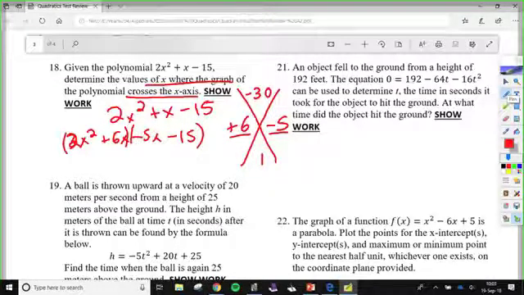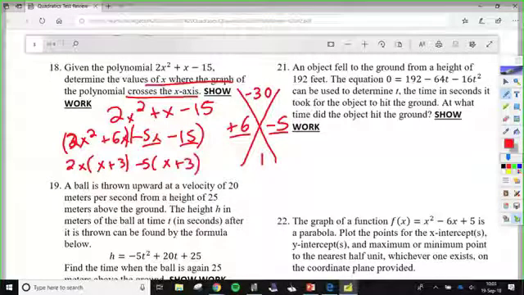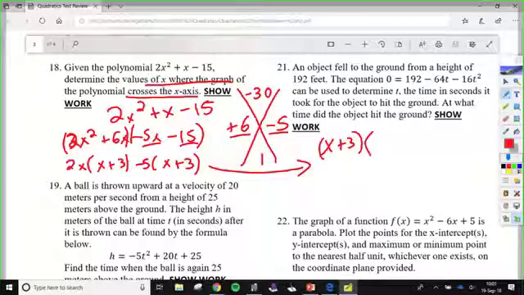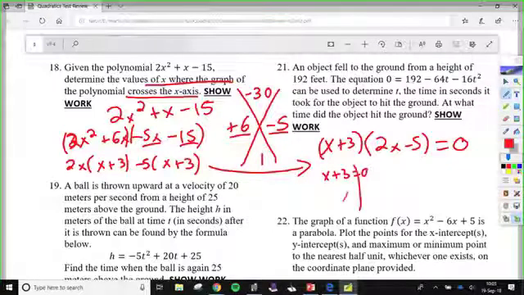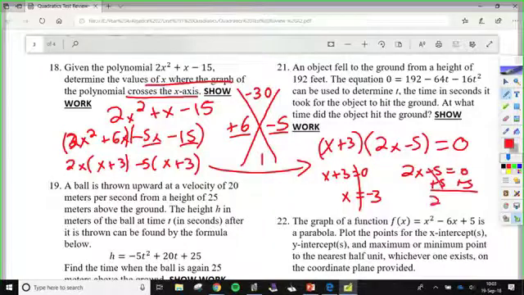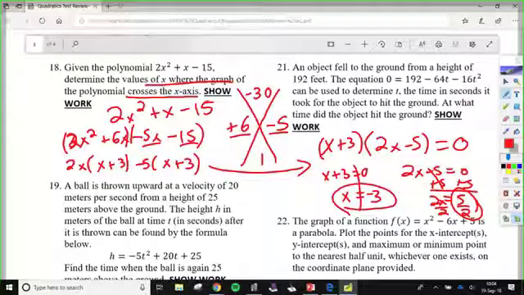Now, when you factor by grouping, the first group you can take 2x out of, and you'd have x plus 3. In the second group, you can take -5 out of and have x plus 3. So your two binomials are x plus 3 and 2x minus 5. So remember to set each of them equal to 0 and solve them. When you solve x plus 3 equal to 0, you'll get x equals -3. When you solve 2x minus 5 equal to 0, x will equal 5 halves, because when you divide by 2, you'll get 5 halves. So x equals -3 and x equals 5 halves.